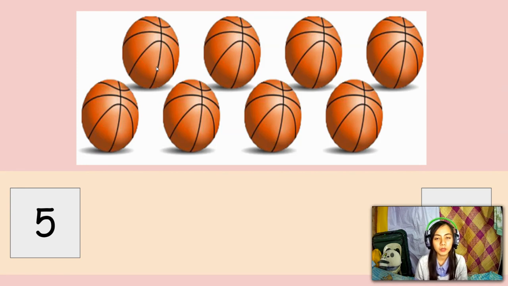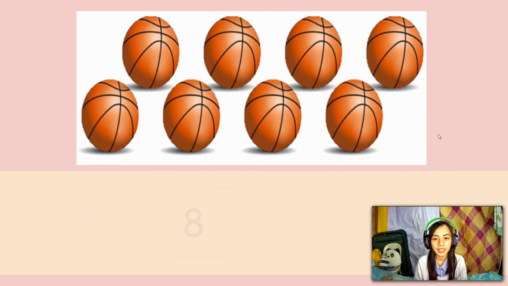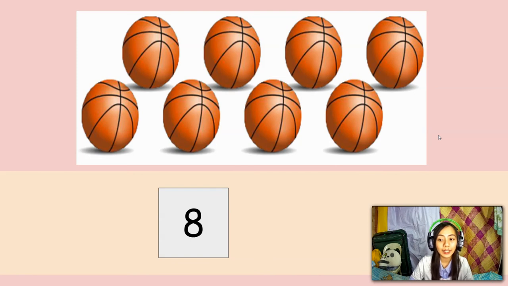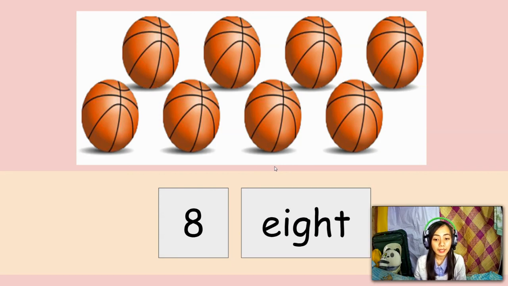So, how many balls can you see? Is it 5 or 8? Okay, very good. The answer is 8. Now, we're going to write 8 in words. Because 8 is already in its symbol form, let's try to write it in words. So, 8, you just have to spell it out. It is spelled as E-I-G-H-T.